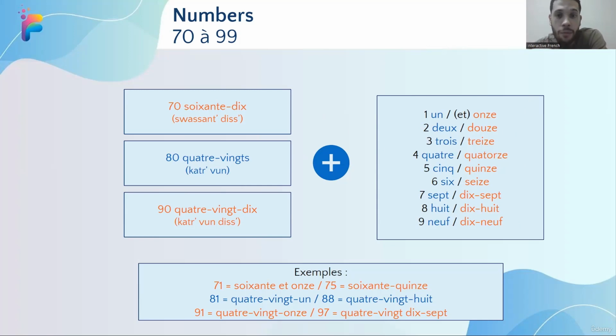It works the same for 90. So I'm moving straight to 90 because it's the same thing. We would say 90. 90 is 90, okay? 90, 91, 92, 93, 94, 95, 96, 97, 98, 99. All right, same thing. So 90 is 90, okay?